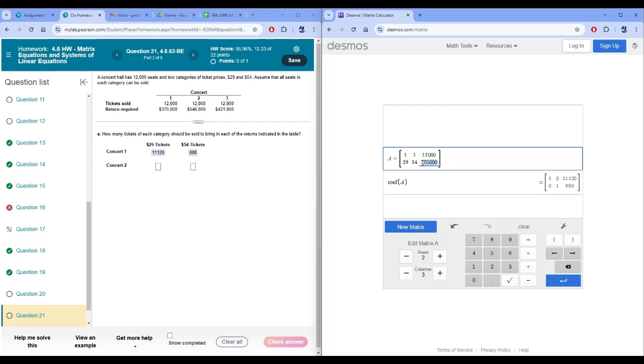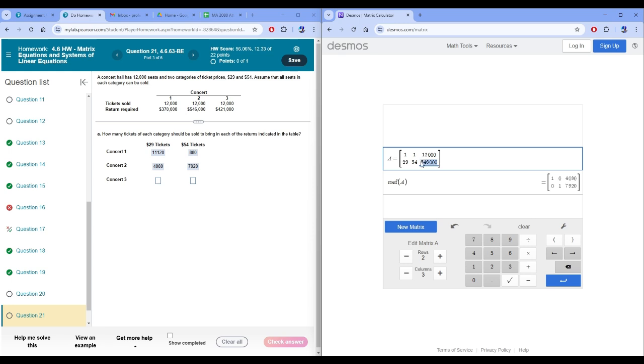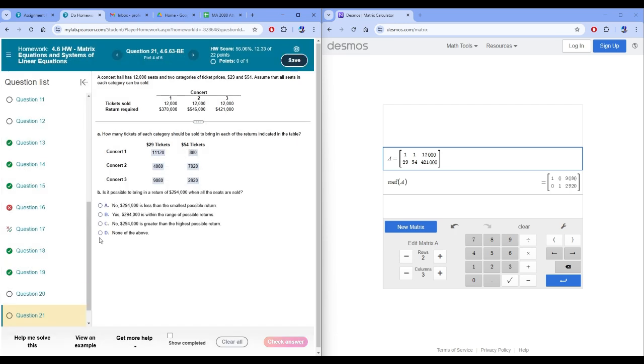Concert 2 had 546,000, which gave me 4,080 and 7,920. Boom. And the last one is the same exact thing, where I'm just going to change this number to be 421,000. And then I sold 9,080 of ticket 1 and 2,920 of ticket 2. Got it.